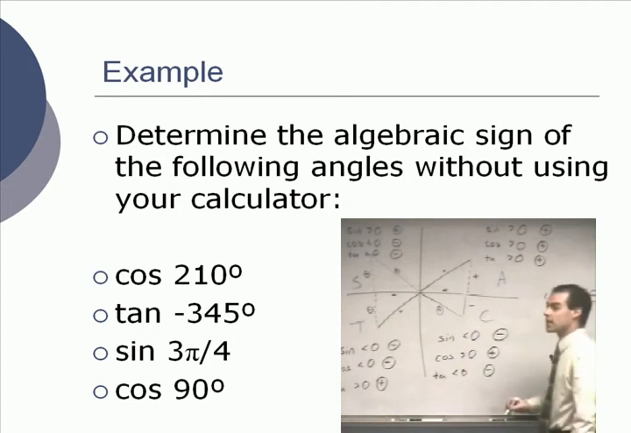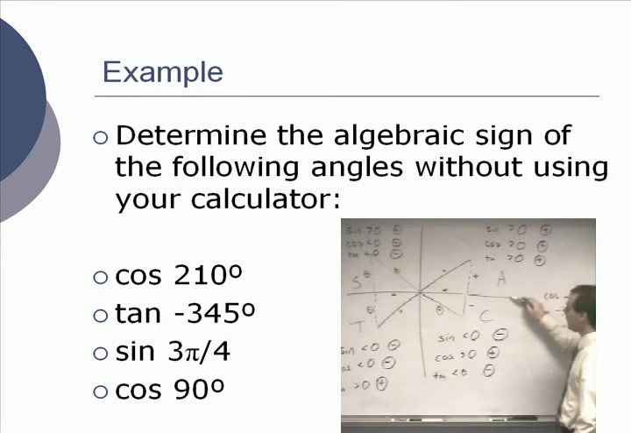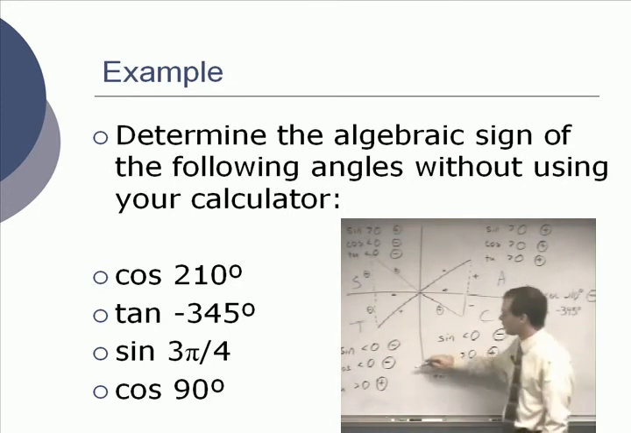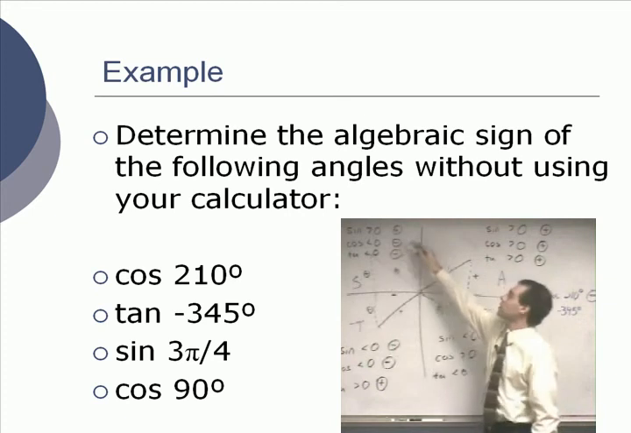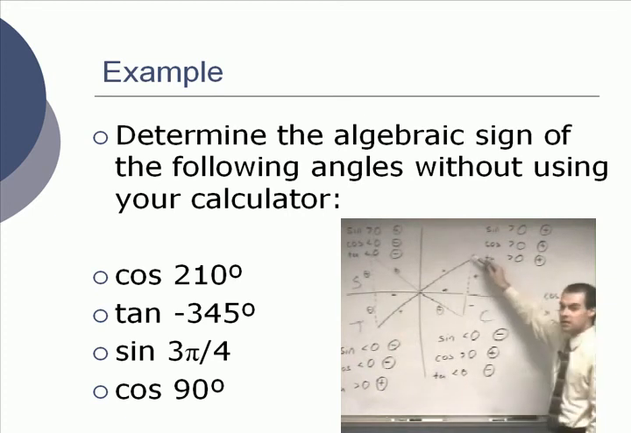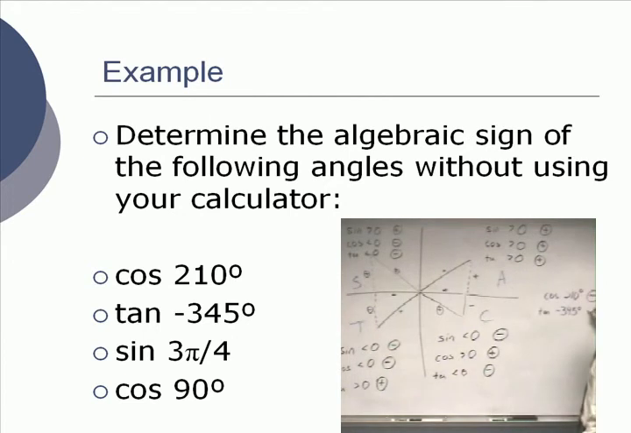The next one is tangent of negative 345 degrees. Negative 345 puts you in this direction: negative 90, negative 180, negative 270, negative 345. Is tangent positive up here? It is. Tangent will be positive.